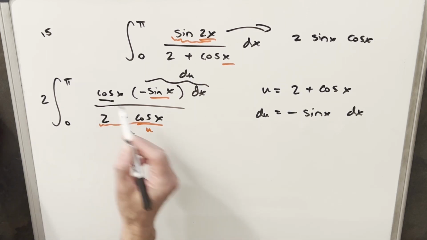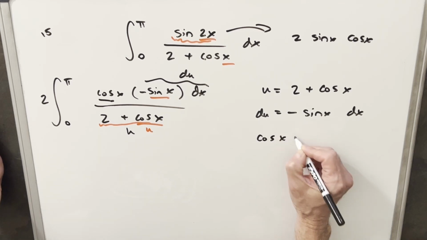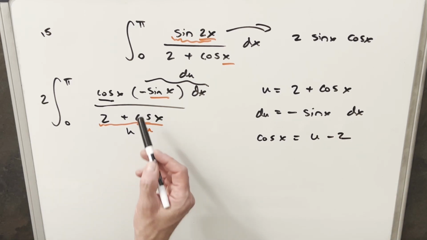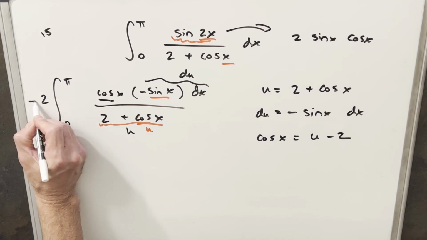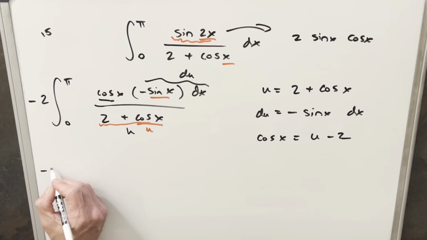Now for cosine x, I can just solve for cosine x by subtracting 2. So we can say that cosine x is the same thing as u minus 2. Sorry, one thing I forgot is I multiplied by a minus 1 to make it match this, but I forgot to multiply by minus 1 out front so that I'm not changing the integral. So now I'll go ahead and make this substitution.